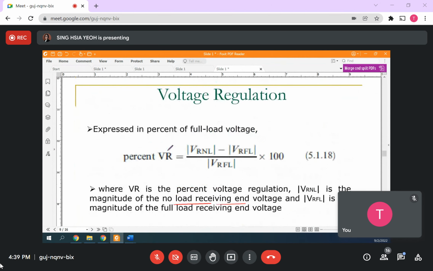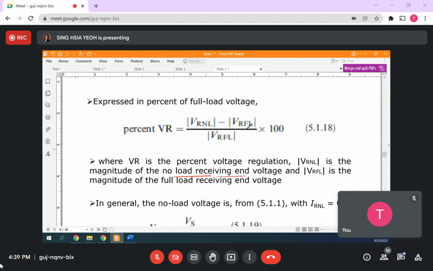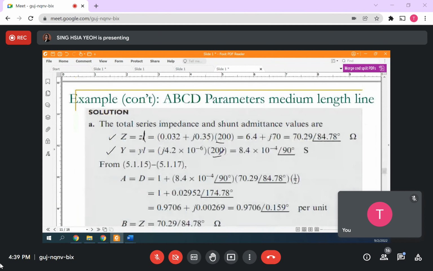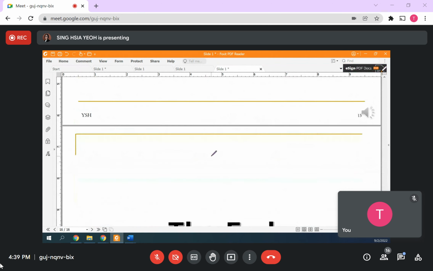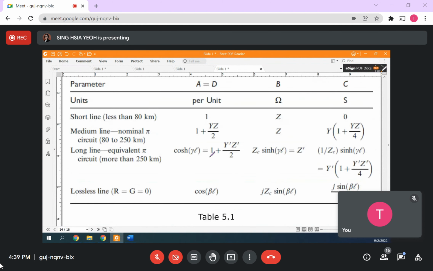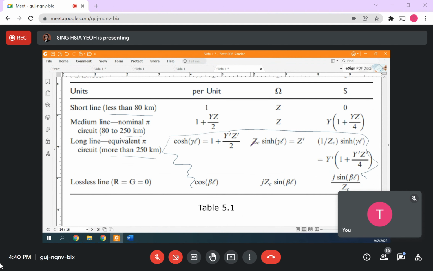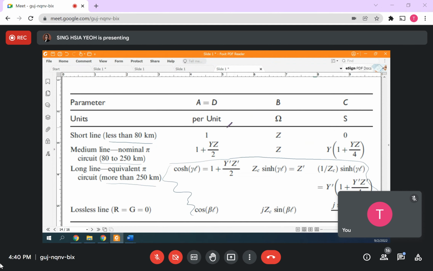Then the formula for percent voltage regulation, also just use the formula. Then some examples we already discussed in the recorded video. Now, short line is less than 80 km, then 80 to 250, more than 250 km. This one, wow, very complicated, not in our syllabus now. So get ready in your year 3, I think the same for RE students, and TE students no need to take this paper. So we only cover short and medium line.